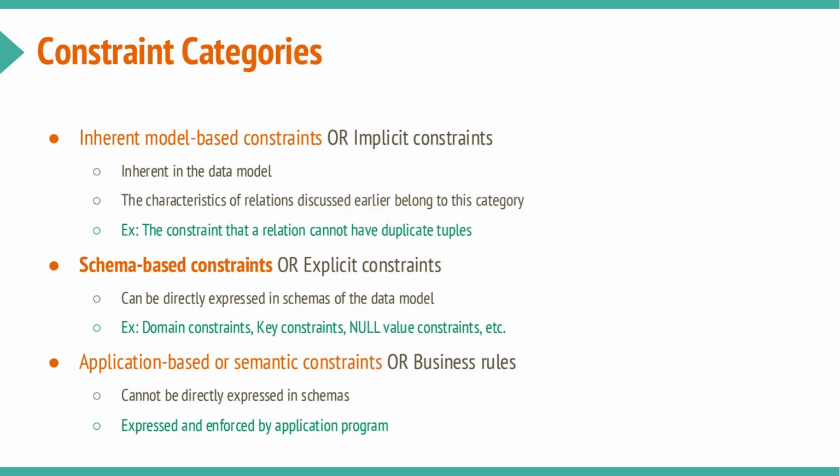Application-based or business rules. These are rules from the real world that are more complex. For example, a university rule might be, a student cannot register for more than 7 classes in one semester. The database itself doesn't know this rule. The application program, like the university website, must check this rule before it adds data to the database.